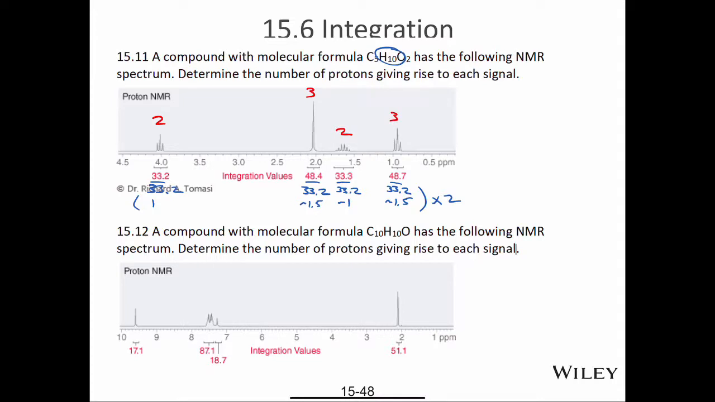And if each one of these signals was to represent 2 protons, 3 protons, 2 protons, and 3 protons respectively, that gives me a total of 10 protons. So therefore, the triplet at 4 must represent 2 protons. The singlet at around 2 parts per million must represent 3 protons. The sextet past 1.5 parts per million must represent 2 protons. And then this triplet down here must represent 3 protons.